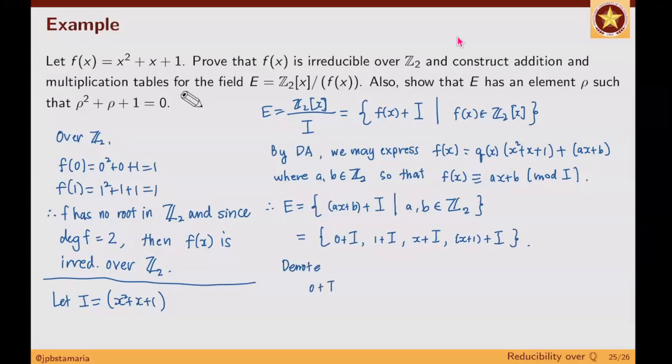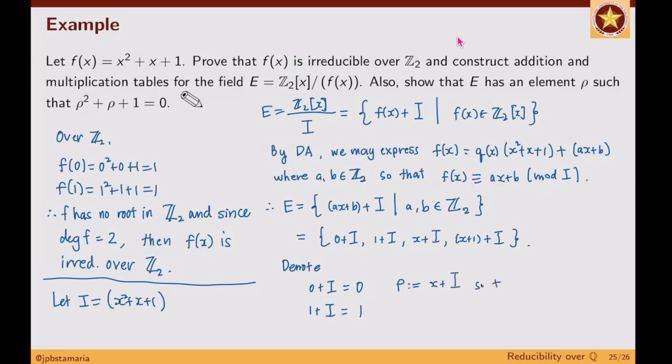the 0 plus I, because it is the 0 of this ring, I will just write it as 0. For short. Then the 1 plus I, because it is the unity of this ring, I will just write it as simply 1. Then the x plus I, sorry, the x plus I I will just denote by rho.